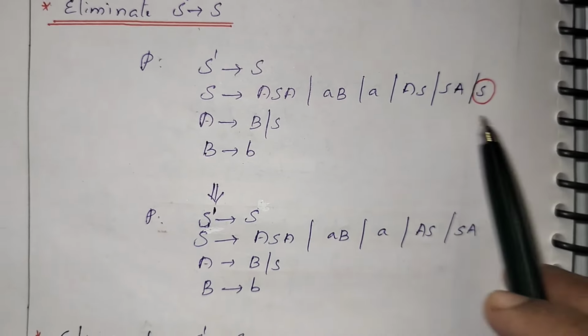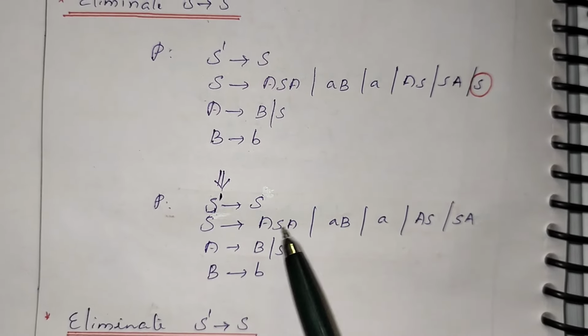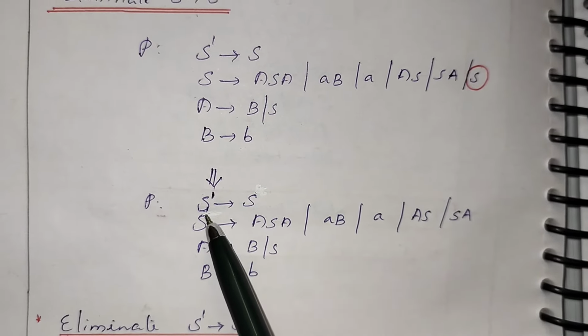Okay, because left side and right side is same. So directly you can eliminate the production. Then what is the next unit production? Next unit production is S dash gives S. Okay, I need to eliminate this unit production.